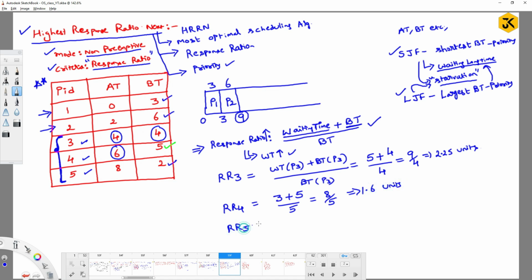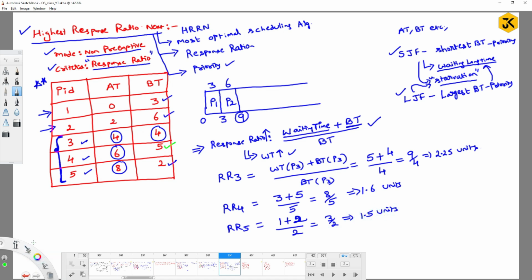Calculating the response ratio of process 5, arrival time is 8 and present time is 9, so the difference is 1. 1 plus 2, by 2, which is 3 by 2. I can say it is 1.5 units.